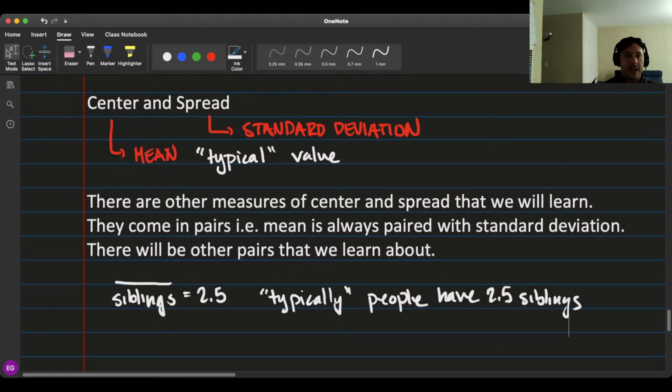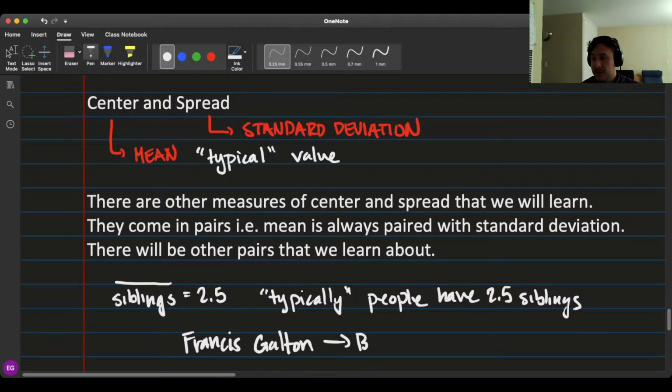Statistics is, interestingly enough, very racist, and I say that actually very seriously. There was a bunch of people, one of them, their name was Francis Galton. He came up with the bell curve, and he was a biologist.